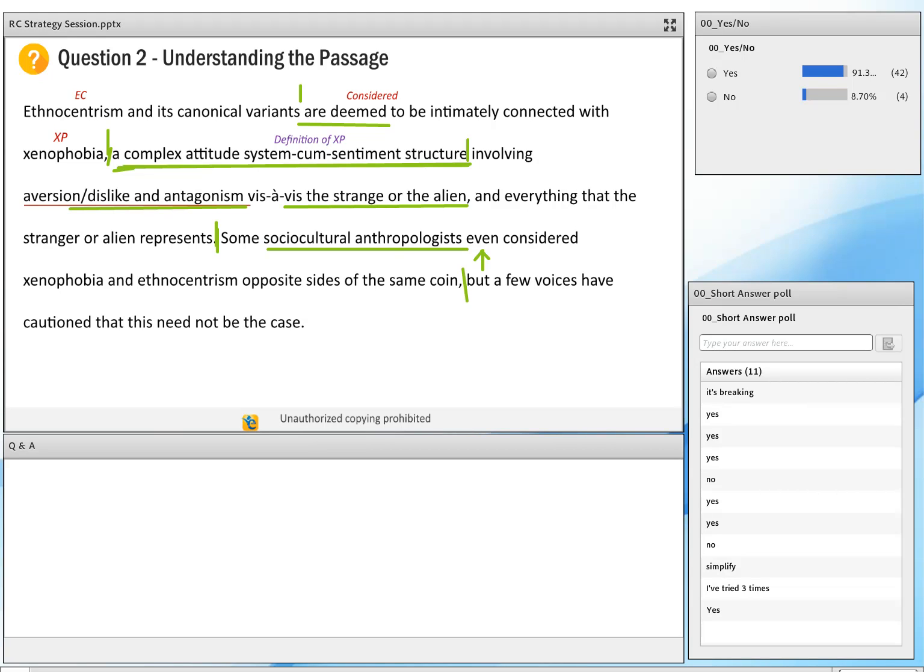Now this is where things get a bit more interesting. Why has the author used the word even over here? Read the entire part till this point, that some experts even considered XPEC opposite sides of the same coin, and tell me, why has the author used the word even? And I'm going to give you a hint here. Try to relate that back to this part over here.